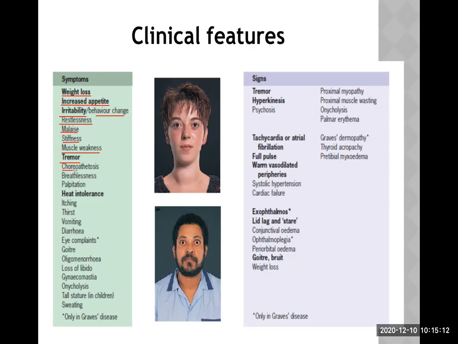Another is chorioathetosis. It's a type of abnormal movement. Breathlessness can also occur. The person is having faster breathing. Palpitation, very, very common symptom. Again, because of the excessive sympathetic stimulation.